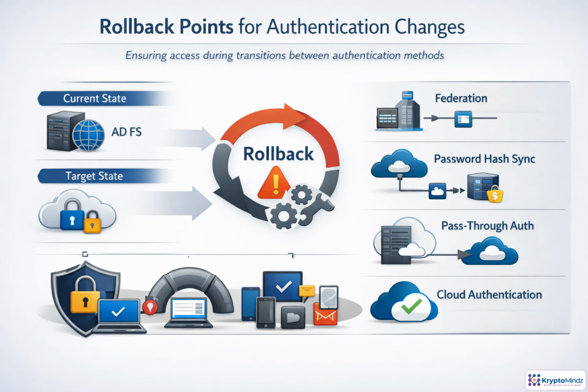Authentication changes are high risk because a small misconfiguration can block sign-in for everyone. Before changing federation, password hash sync, pass-through authentication, or cloud-only settings, capture both the current method and the intended target. Then define the exact path back, restoring domain federation, re-enabling PTA agents, confirming hash sync health, or reverting cloud authentication settings. Keep at least one administrative access route independent of the component being changed.